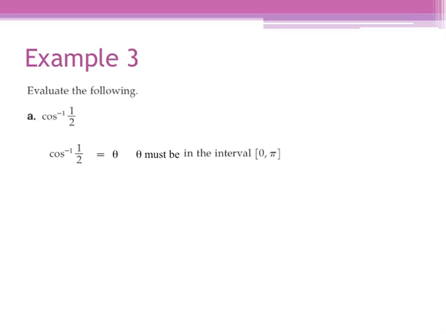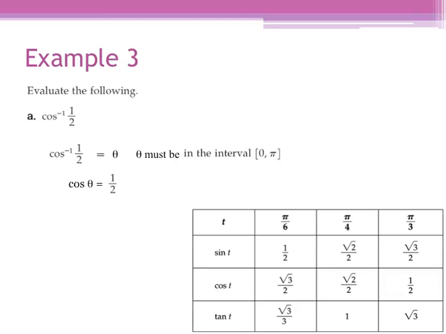All right, let's take a look at example 3. Cosine inverse of 1/2. So again, I'm going to write this as being equal to theta. And we know that theta has to be between 0 and pi. I'm going to rewrite this so that we're not using the inverse function anymore. So cosine theta equals 1/2.